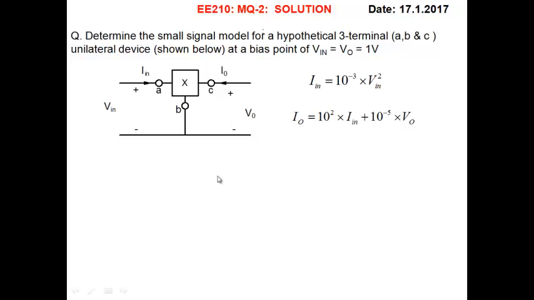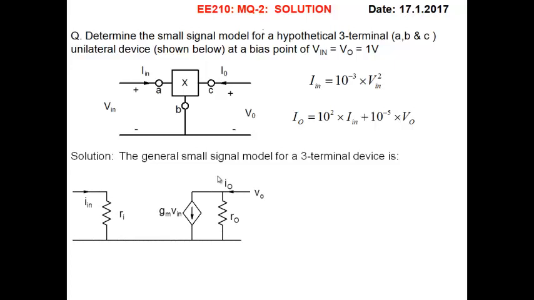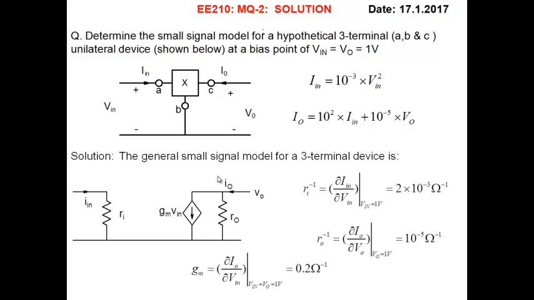All right. So the solution, as we said in the lecture, is that the general small signal model for a three-terminal device, we could write it in this particular form. We can write it in alternative form also, as we discussed. So this is one particular form. And if we write it like this, then we have seen that the resistance Rn is the ratio of del In by del V in here.